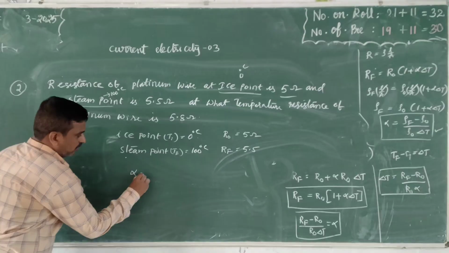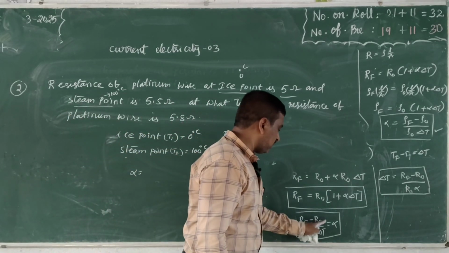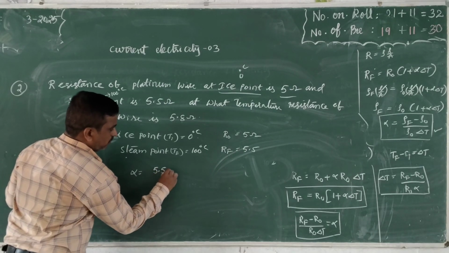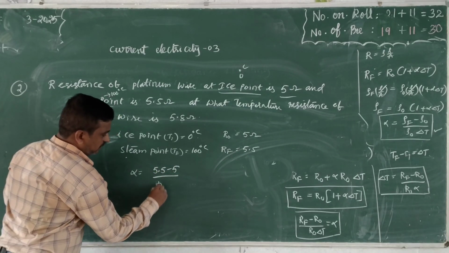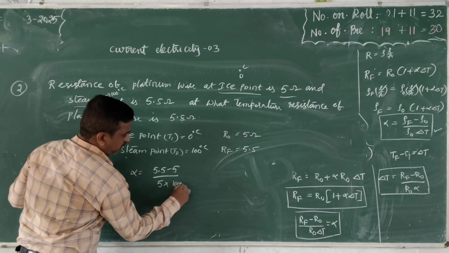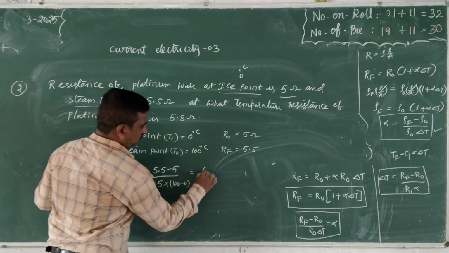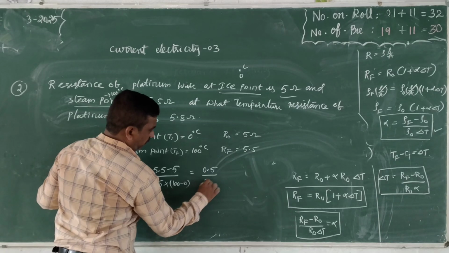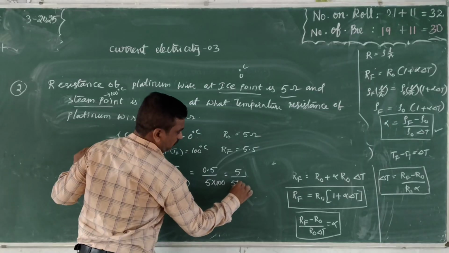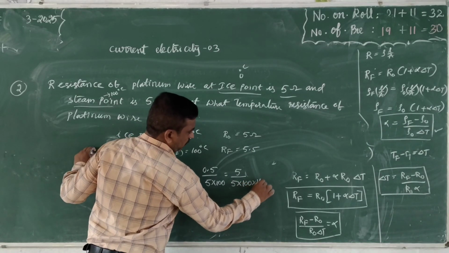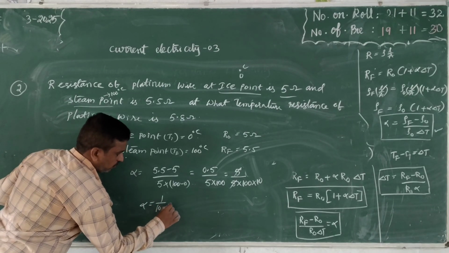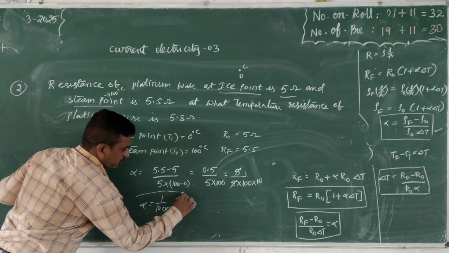What is the alpha formula? Alpha equals final resistance minus initial resistance, divided by initial resistance into change in temperature. Final resistance 5.5 minus 5, divided by initial resistance 5 into change in temperature, 100 minus 0. So we can write 0.5 by 5 into 100. Removing the decimal point adds a 0 to the denominator, so 5 cancels. The alpha value is 1 by 1000, that is 1/1000 per degree Celsius.